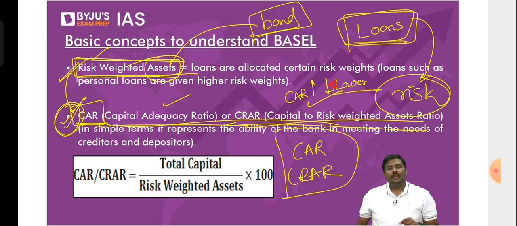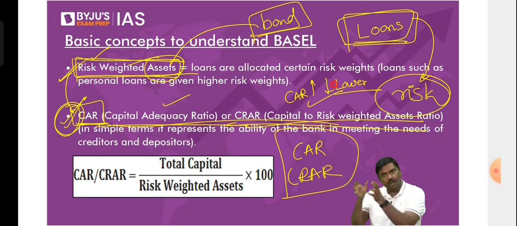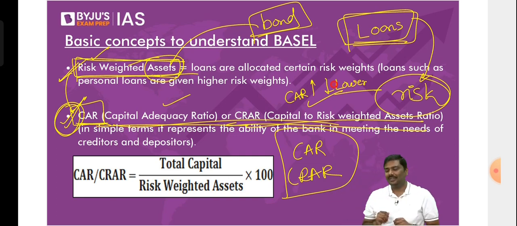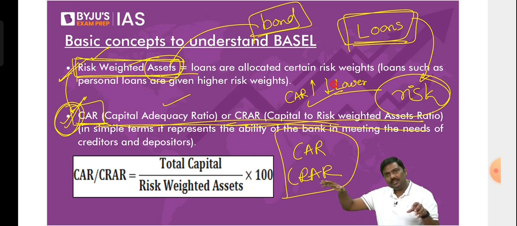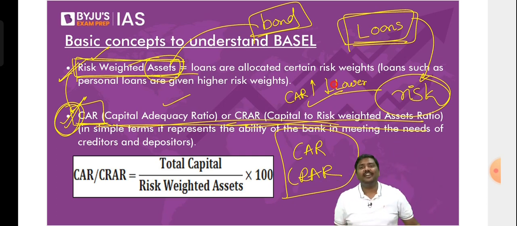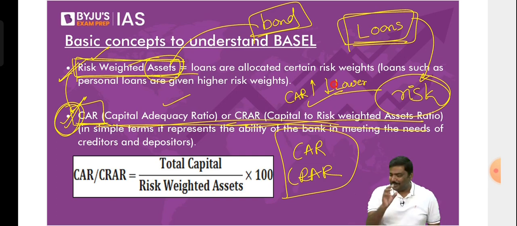Let me explain it. What is a preferable situation? You have more money to absorb losses or you have less money to absorb losses. I'm pretty sure you will know the answer by now. So even now not clear. Imagine you are the depositor.